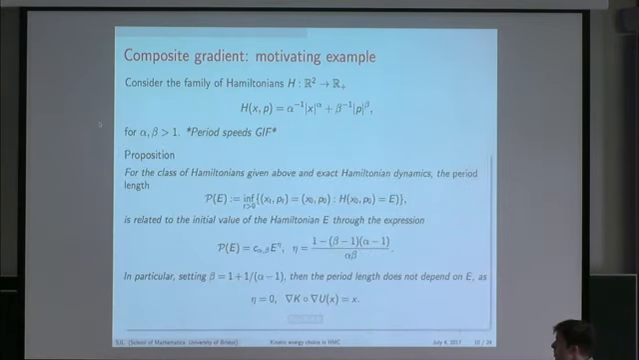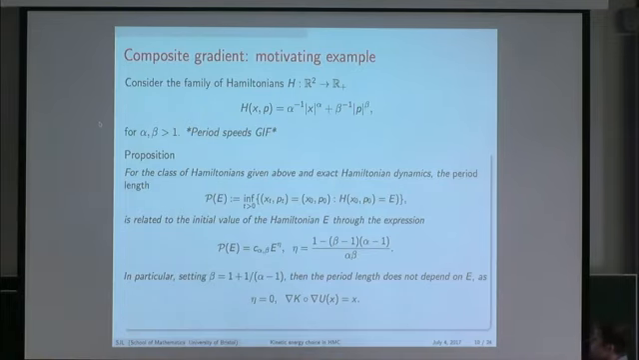So the thing that we were looking at was the period length. For this class of Hamiltonians, the Hamiltonian flow is periodic. So there is going to be some time at which, when you start from a certain point, the flow will come back on itself and reach that point again. And what we wanted to ask was, how does this period length depend on where I am in the state space?